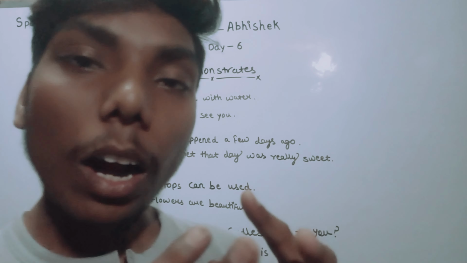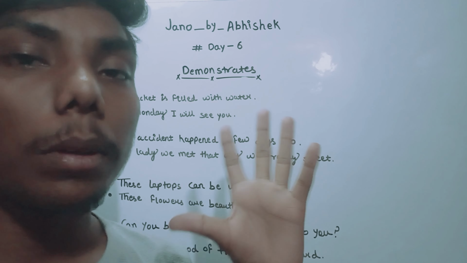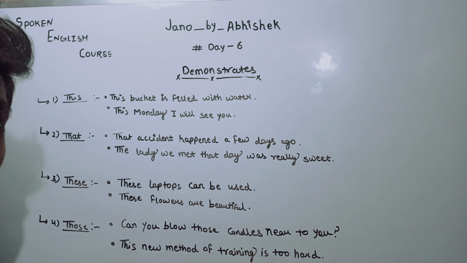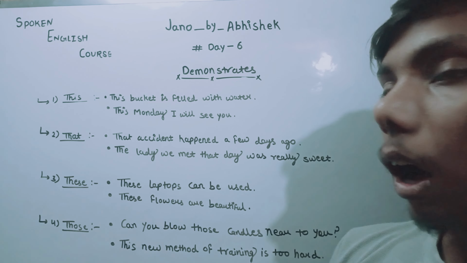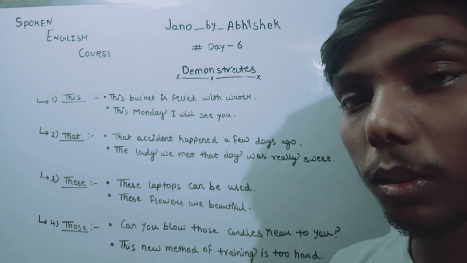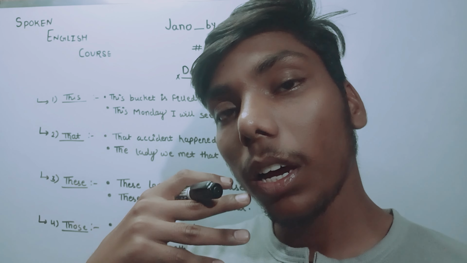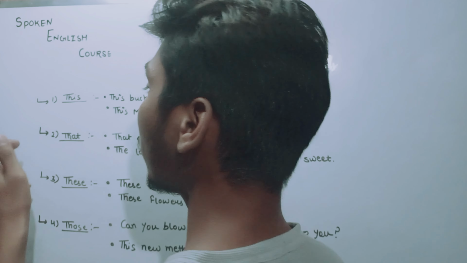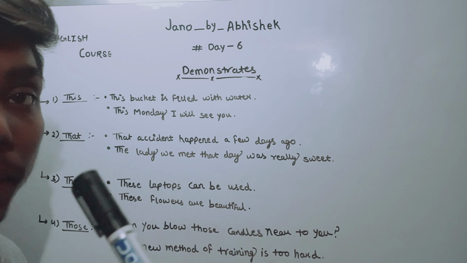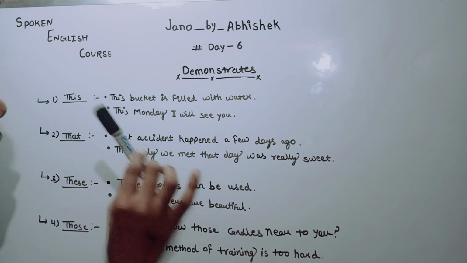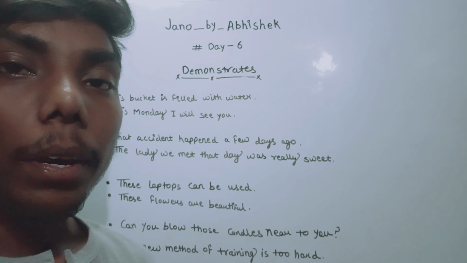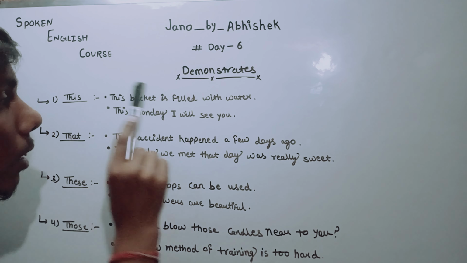So hello friends, now let's see the examples of these demonstratives. We have four demonstratives as we know: this, that, these, those. Now see their examples, how we are using them in our sentences, so that you can get an idea and also use them in your conversation. Okay, let's see the first one. What is the first one? This. Let's see the example of this.